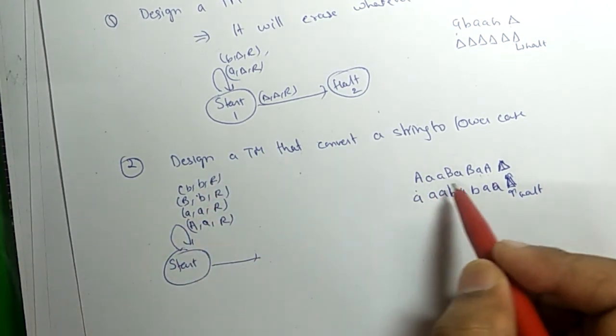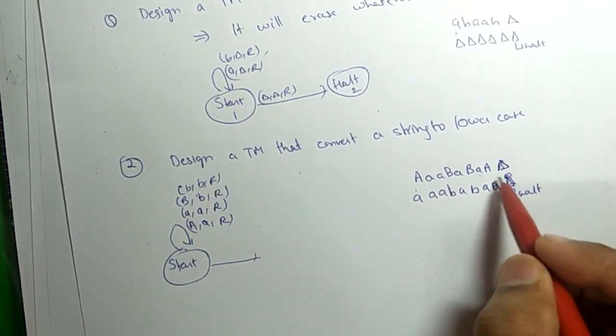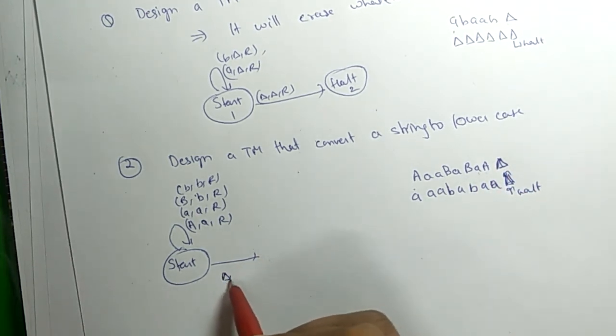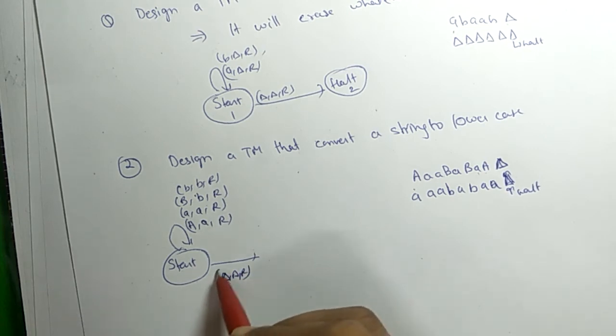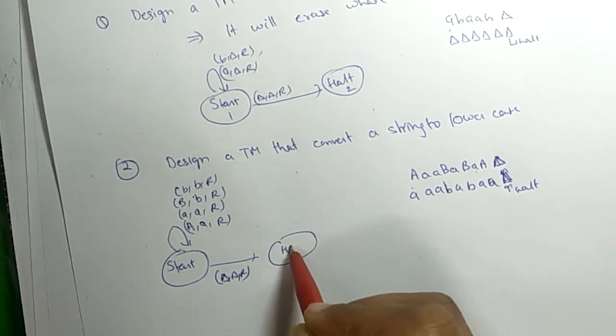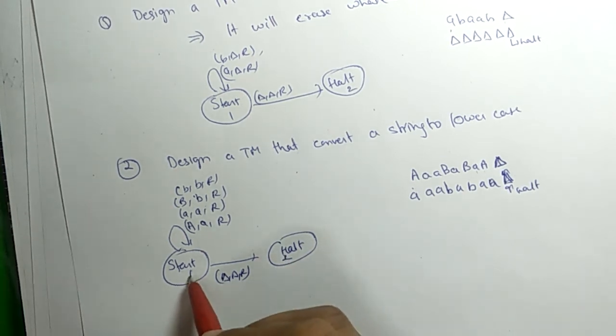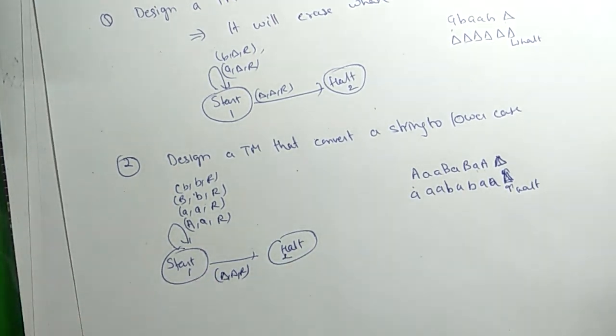And by moving to right, you will reach the end marker. It means the blank, and here you will halt. This is state 2 and this is state 1. So this is a very simple Turing machine.